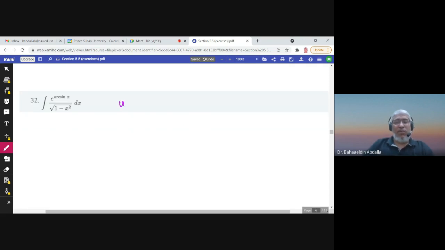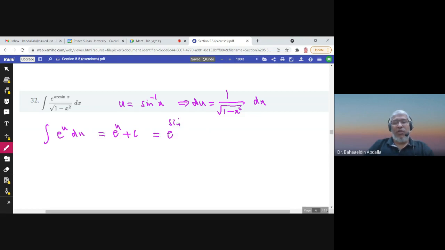I'll take u to be arc sine x, or sine inverse x. Remember, arc sine is sine inverse. So the derivative du would be the derivative of sine inverse, which is 1 over square root of 1 minus x squared dx. So this integral would be e^u. 1 over square root times dx is just du. So that's the answer. And u is sine inverse x.